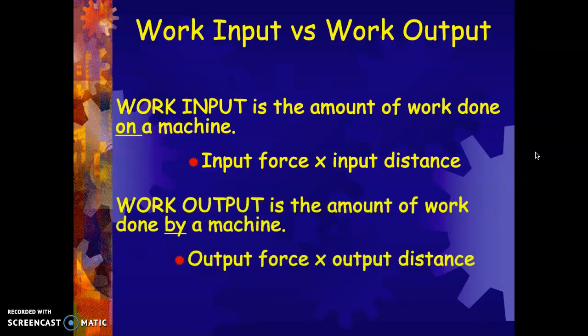Work output is what the machine does. How much force is the machine applying to the object, and how far is the object going to be moved? Okay, in other words, what does the machine do? Work input is what you do, work output is what the machine does. Okay, what is being applied to the object by the machine? So you have to remember that as you're doing your problems here. Now, once you understand what work input is and work output is, you can calculate mechanical advantage.